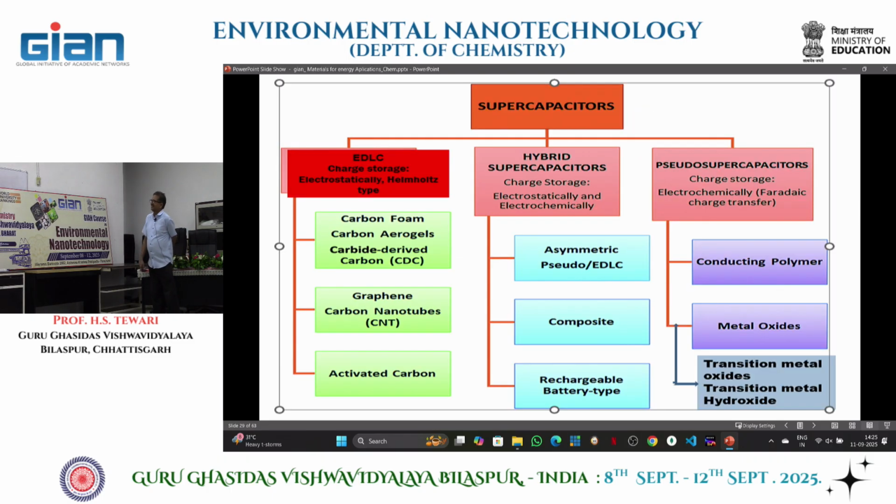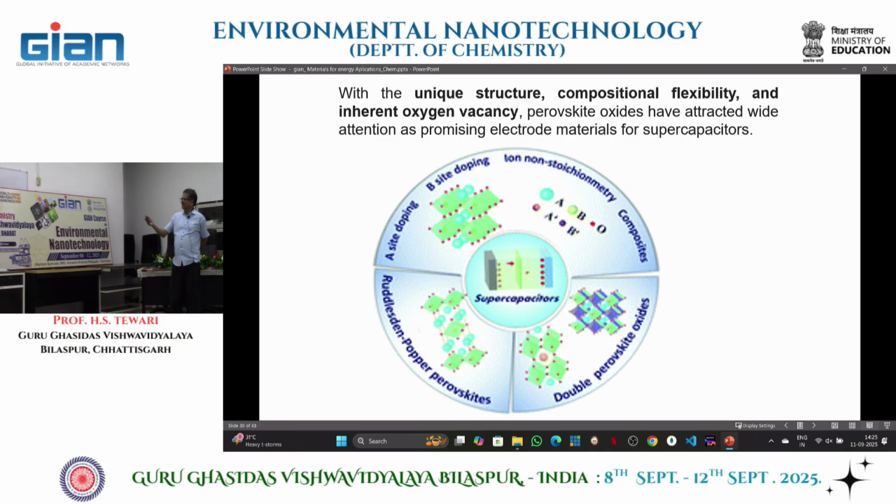So this is again supercapacitor, different types of electrodes and their comparison. For supercapacitors, we use this structure, compositional flexibility, and inherent oxygen vacancy. Perovskite structures have attracted wide attention as promising electrode materials. These are the properties of perovskite materials. And perovskite means the formula is ABO3, where A and B are cations and O is oxygen.